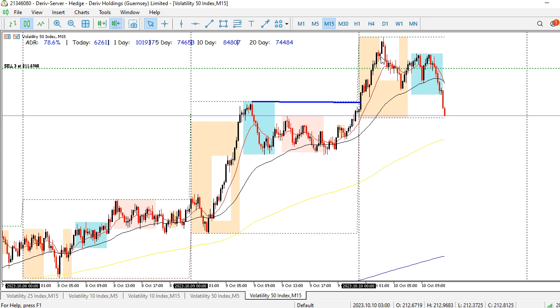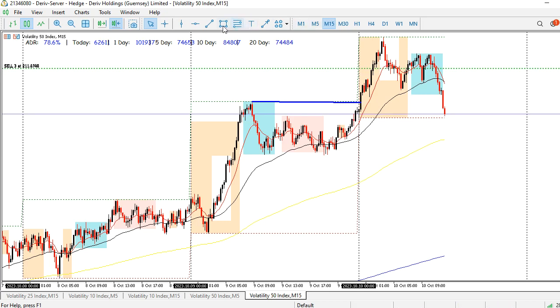Now, once I've gotten a break in market structure to the upside, and since the market tapped on a higher time frame POI, I will mark my POIs. There's what we call inducement. This is my inducement, which is a break in market structure.